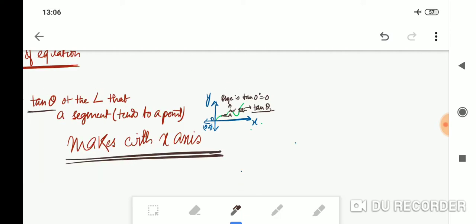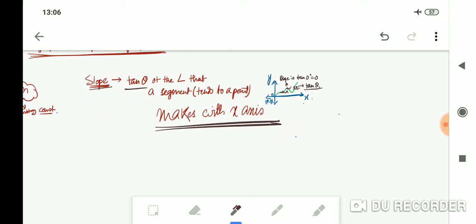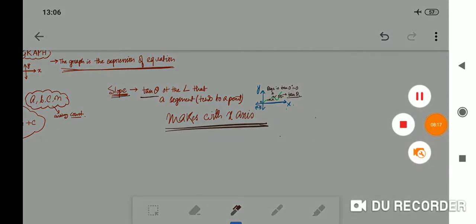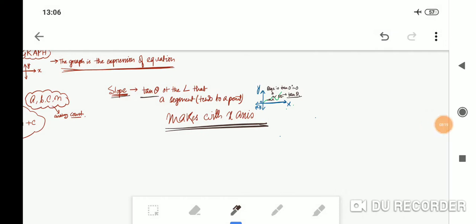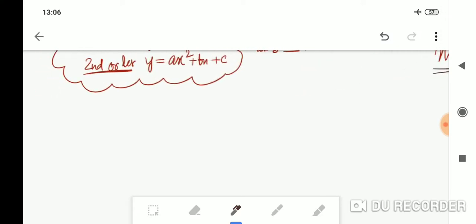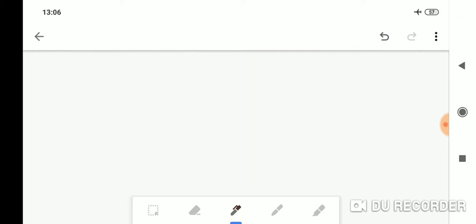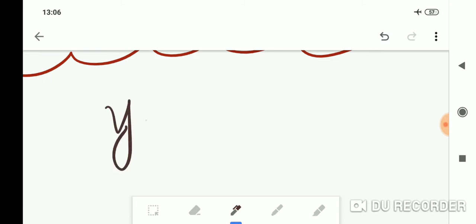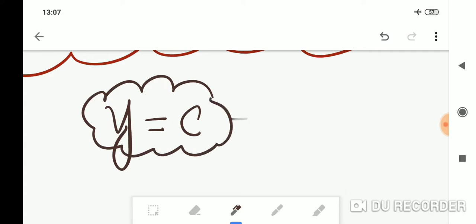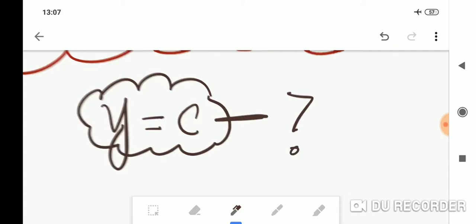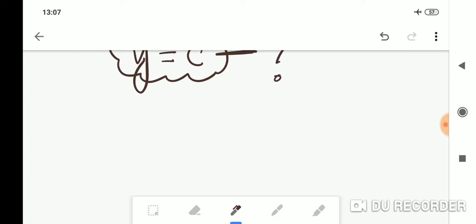Okay, so now we'll not be discussing much about slope. It will be discussed in subsequent videos. So we'll first know how to draw the graphs for these equations. First of all, start with the zero order. y is equal to c is the equation we need to find. It is what we are asked in the question. But we will start with our basics.